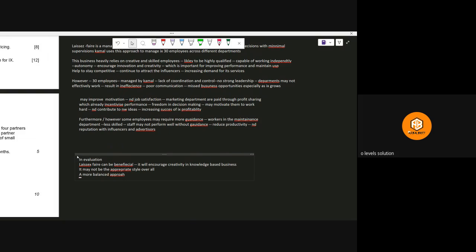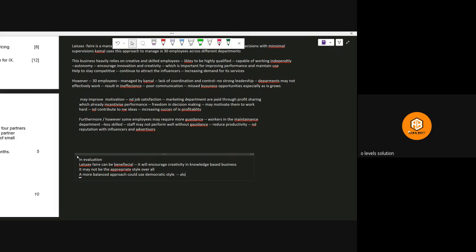So we can say a balanced approach in which way? He could use maybe the democratic style for the marketing department, or maybe he could use that democratic style overall. And this will be better because it will still allow employee input but ensure the coordination and control as well.